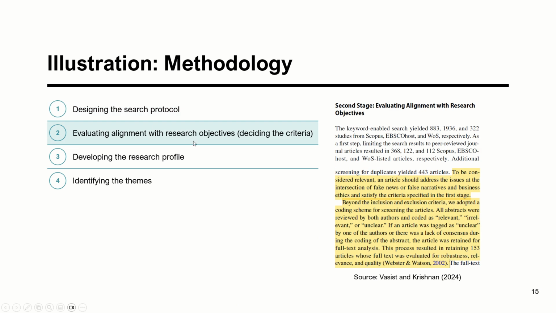In terms of evaluating alignment with research objectives, it's important that you not just state these inclusion and exclusion criteria, but you also discuss how these were leveraged in the filtration process in terms of reducing the entire count of articles and identifying the final corpus for your review.